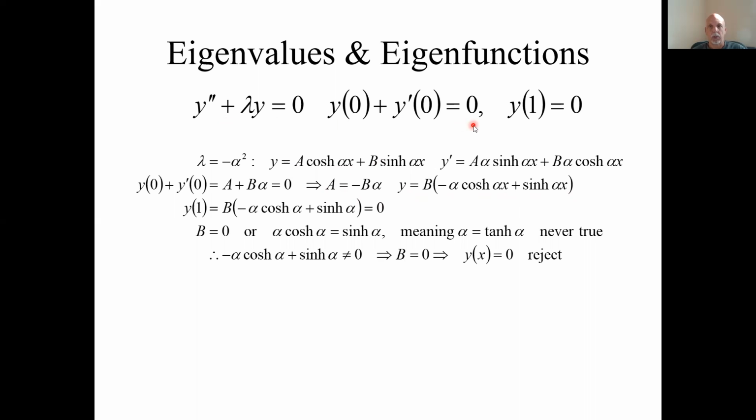condition. So now let's look at the second boundary condition and put in the value of 1 for x. So I'll have b times minus alpha cosh alpha plus sinh alpha. This all has to equal 0.